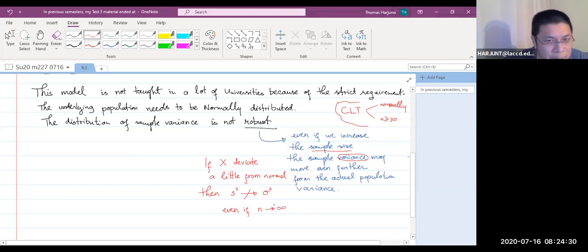Okay, as long as it is a sample and you have some material that you don't include in the sample, there is a chance, not always, but there's a chance that the sample variance is getting further away from the actual population variance. That's what we mean by not robust: increasing the sample size may make the situation worse if the underlying population is not normal or just a little bit off from normal. So the requirement is very strict. We need this to be normal.